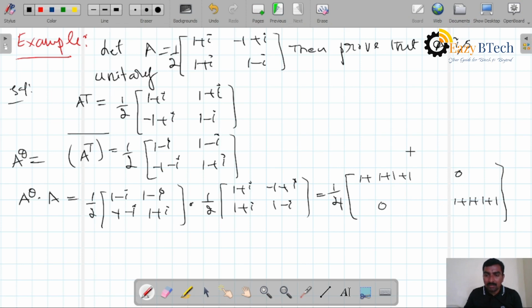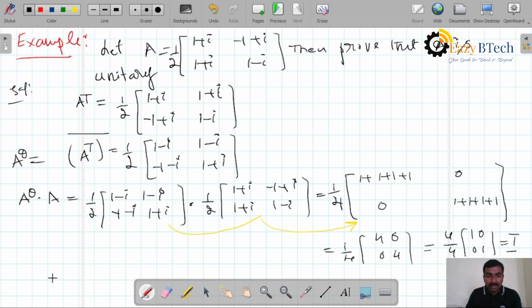So here we have to multiply these two matrices. This is very important, my dear students. Multiply these two matrices. Finally, you will get this one. Then finally, how can you write this? That equals 1 by 4 into 4004. Finally, 4 cancels. 4 by 4 into 1001 equals I.